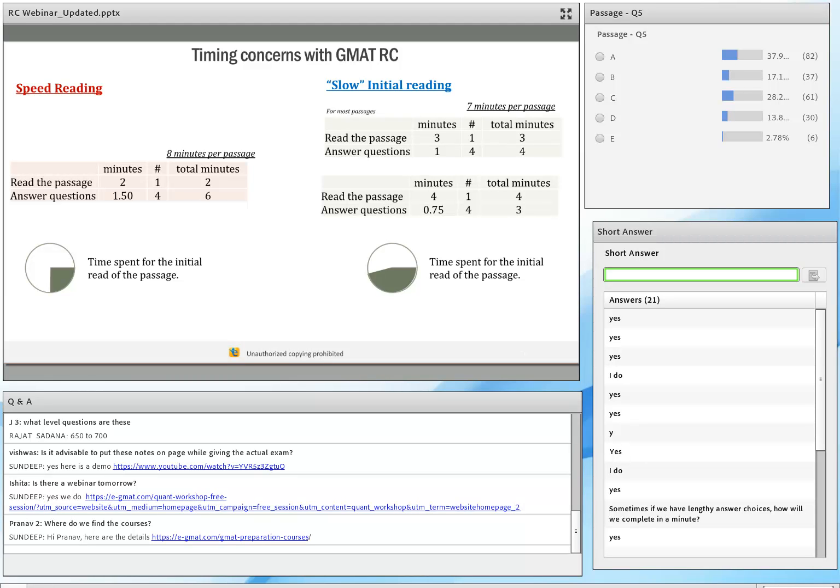Sometimes if you have lengthy answer choices, how will we complete it in a minute? The moment you read the first 4 words of an answer choice, you're going to figure out, oh, the passage doesn't talk about this, so this can't be correct. Mark it off and go away. You don't even need to read those answer choices completely. But how can you get to that judgment? There are 2 things you need to do: 1, understand and comprehend the passage, and 2, understand how to read the answer choice, which, by the way, both lead to the same skill.